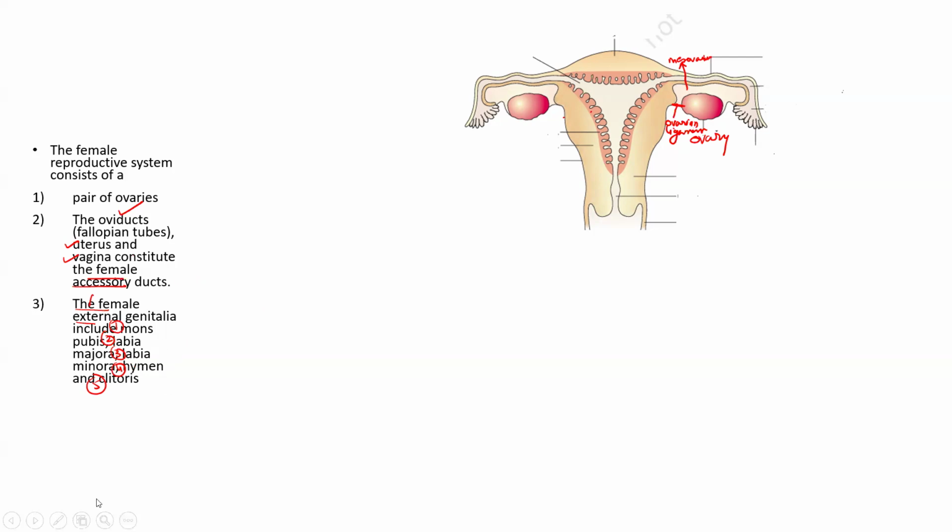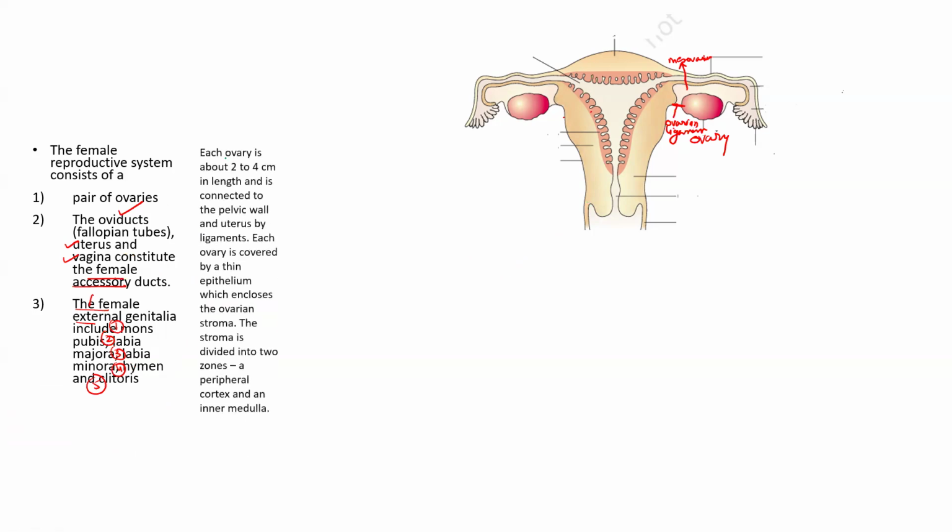Then the ovary, if you see, has two layers. The ovary is 2 to 4 centimeters in length, connected to the uterus by the ovarian ligament, and to the pelvic wall by the mesovarian. Each ovary is covered by a thin epithelium. Epithelium encloses stroma.